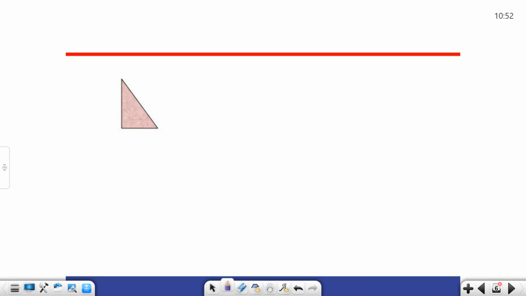Let me get my second one. Okay, so that's what this one looks like. So in this particular case, the c is the 25. Okay, so that's going to be 25 squared equals 15 squared plus x squared.